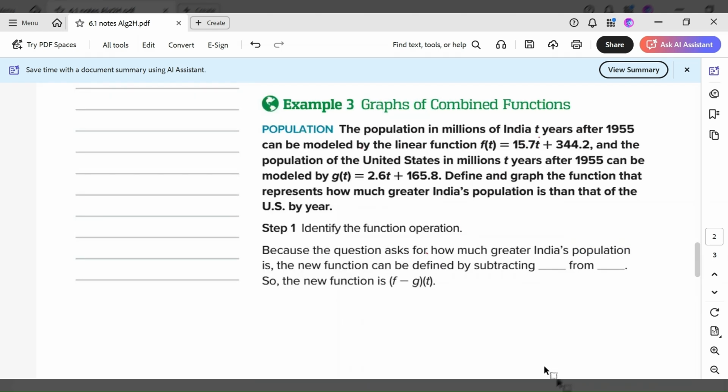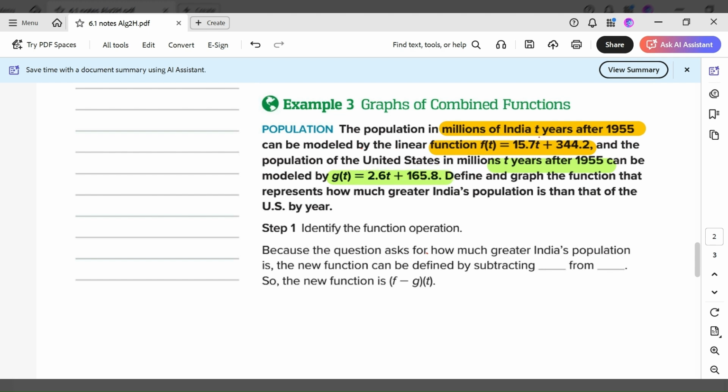Okay, in example 3, they want us to interpret a word problem. It says the population in millions of India T years after 1955 can be modeled as a linear function, which is f of t equaling 15.7t plus 344.2, and the population of the United States can be modeled also by another linear function, t years after 1955, which is g of t equaling 2.6t plus 165.8.